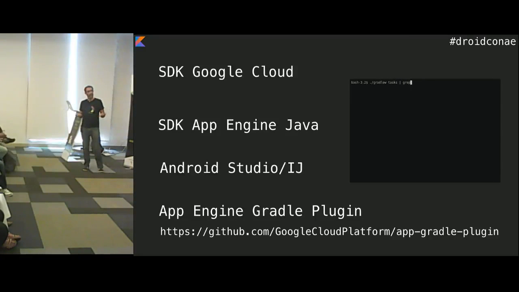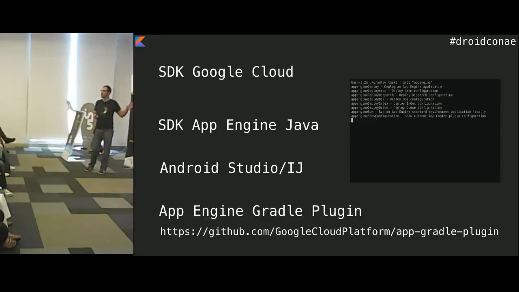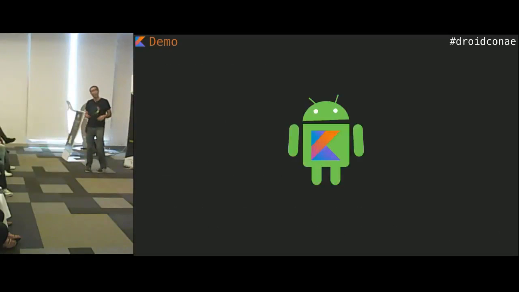Okay, so that means that I can do something with Google Cloud App Engine with these 4 elements. I only need this. Okay, let's see a demo.